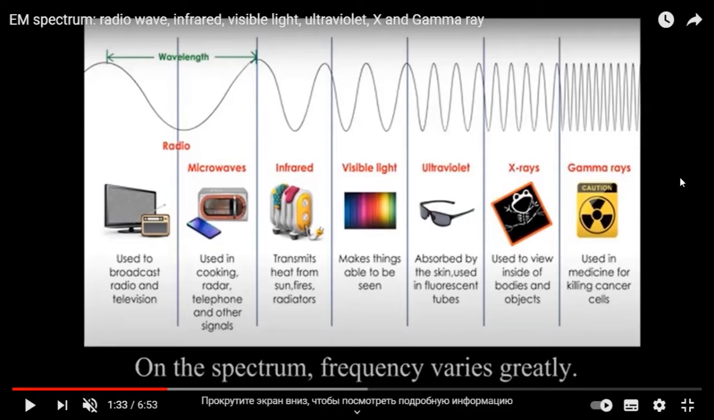Good, great. Infrared transmits heat from the sun, fires, radio stars. Visible light makes things able to be seen.